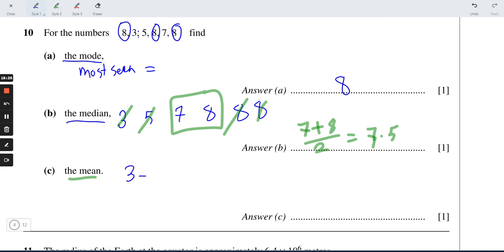For the mean, you have to add all of these numbers: 3 plus 5 plus 7 plus 8 plus 8 plus 8, and divide by the number of values we have. So how many numbers do we have? 1, 2, 3, 4, 5, 6 numbers. Adding them and dividing by 6, you will get the answer 6.5.